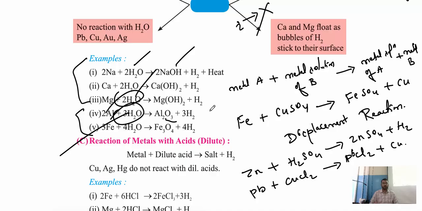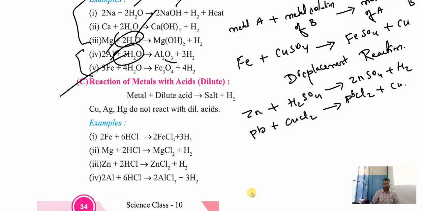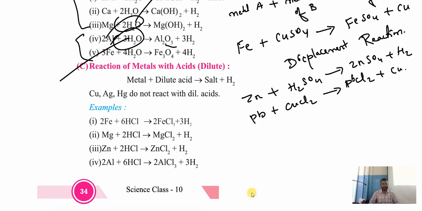I hope the concepts are clear about this topic. Sure? Yeah. Now, we proceed with the next topic, reaction of metals with acids. When a metal reacts with dilute acid, as we already know, it gives salt and hydrogen gas is liberated. Children, this is the standard formula.